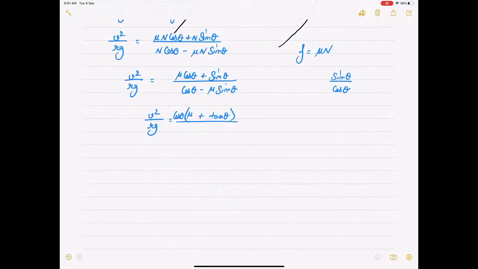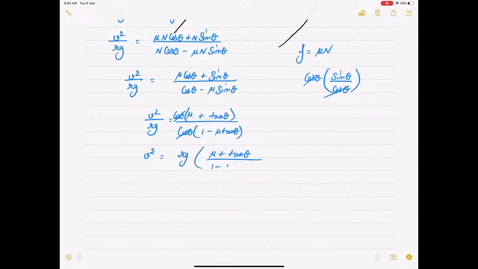If you want to take out cos, you have to divide. Whenever sin comes, if you are taking out cos, you have to divide sin by cos. After that, from the bottom term we take cos, what remains? 1 minus mu tangent theta. Cos theta will be cancelled out by cos theta, and v square will be equal to rg into mu plus tangent theta by 1 minus mu tangent theta, and v is equal to root rg mu plus tangent theta divided by 1 minus mu tangent theta.